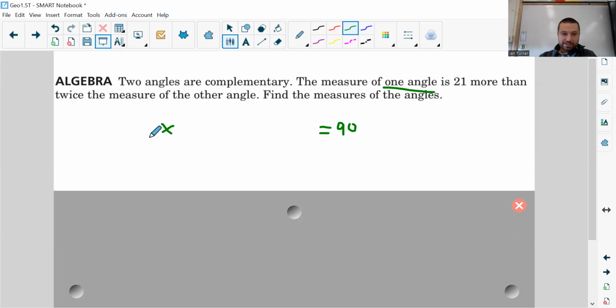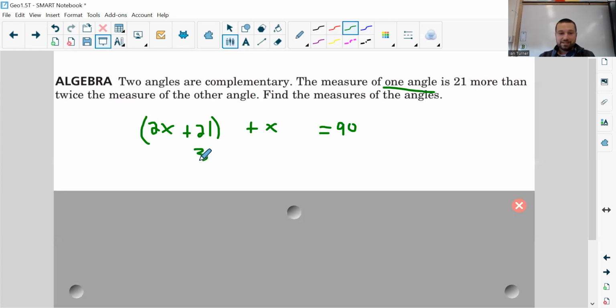That's twice the measure of the other angle plus 21 more. Okay, right? This is 21 more than twice the measure of the other angle. 2 times x is twice, then is 21 more than the other angle, which we can just also call x. Try to just do these with one variable. I mean, you can make them with two, but it makes it more complicated, right? These are related. This one's twice plus 21 more than this angle, so we can use the same variable.